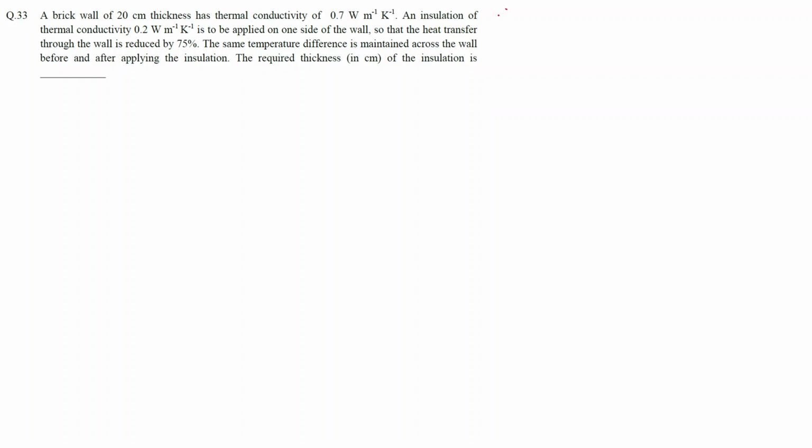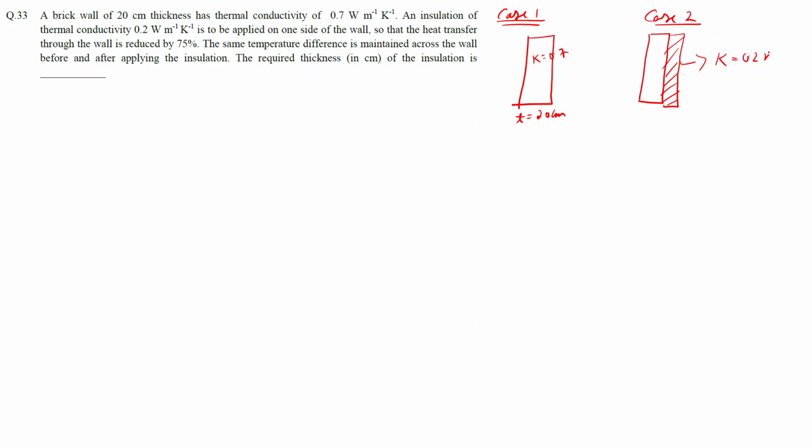So if we look at this case 1, we have this brick wall, and K we have been given as 0.7, thickness is 20 centimeter. Now in case 2, this brick wall will remain the same, and we are adding an insulation over here. And for this insulation, the thermal conductivity is 0.2 watt per meter Kelvin, and its thickness we have to find.